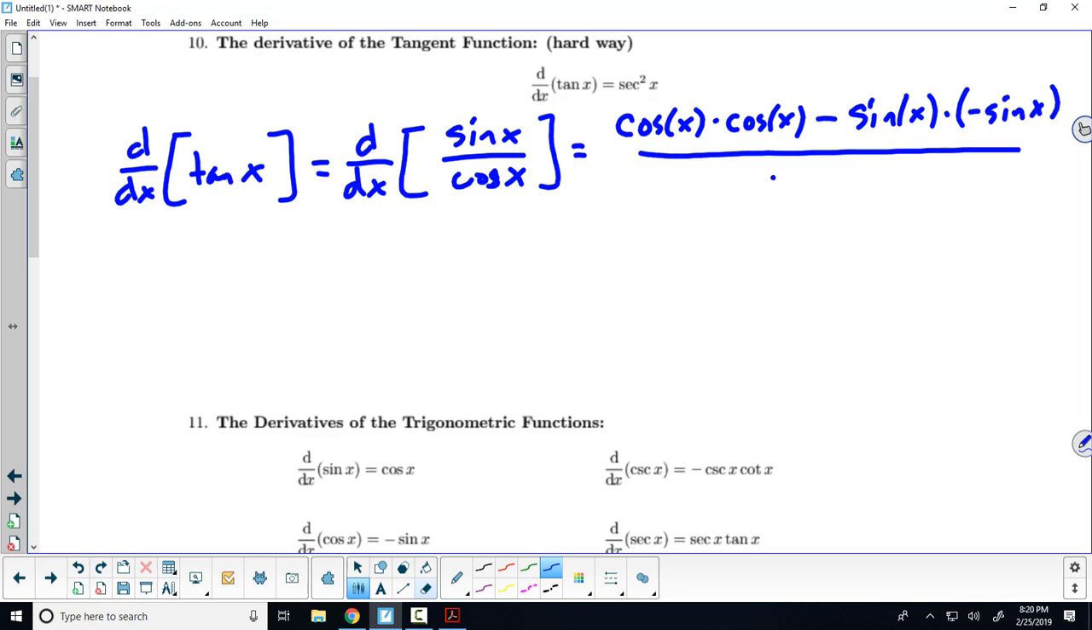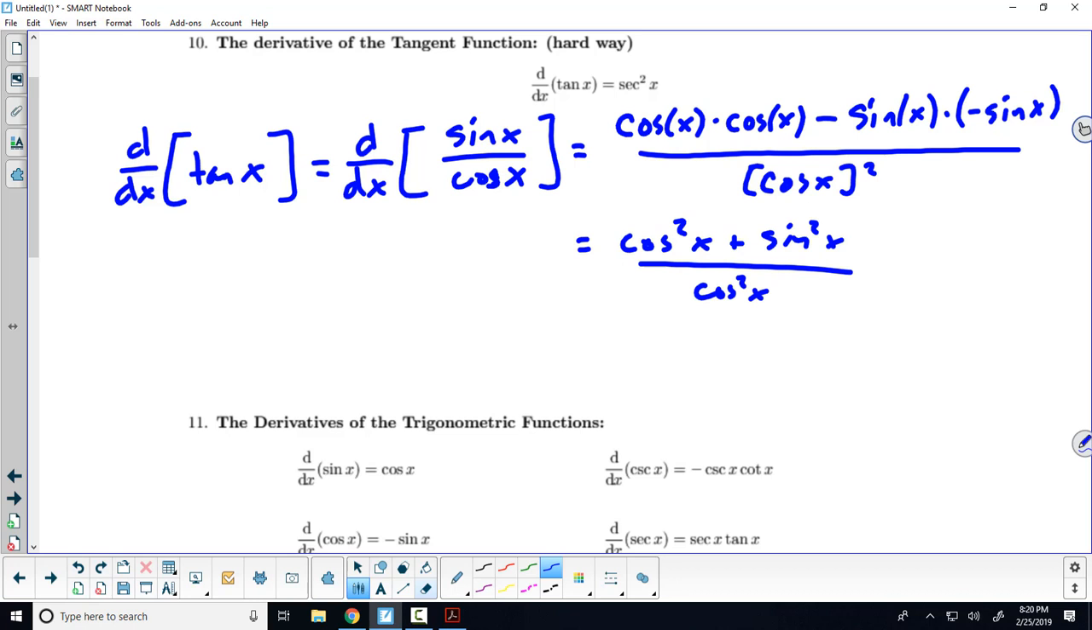All over the bottom function squared. Okay, that gives me cosine squared x plus, because of those two negatives, sine squared x, all over cosine squared x. Ooh, 1 over cosine. Can I cancel those two a's? No. Oh, I could write it as a over a plus b over a. That's a legal move, and then cancel those two a's. But be careful.